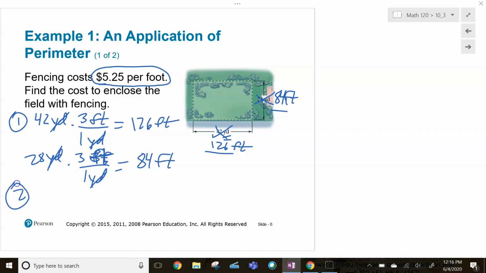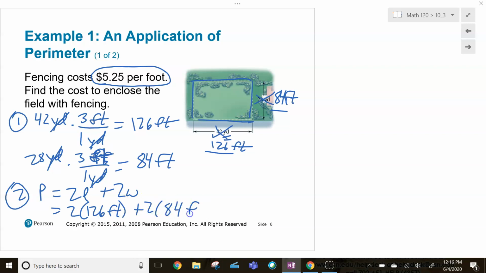So your perimeter is length plus width plus width, right? I'm just adding up length plus the other length plus the width plus the width. So two of those lengths and two of those widths. So we've got 2 times 126 feet and 2 times 84 feet. So it looks like we've got 252 feet and 168 feet. So this whole perimeter is, what's that, 420 feet? So that's how much fencing we need. We need 420 feet of fencing.